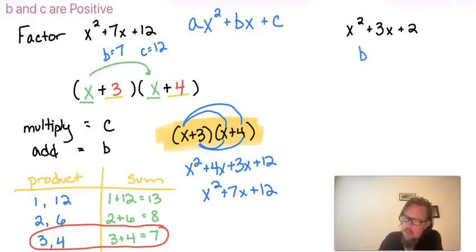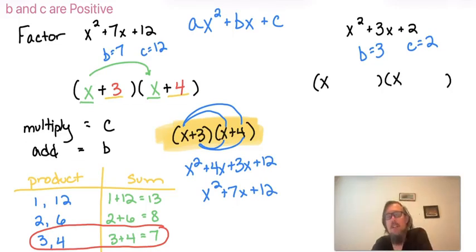So let's do one more here. B is 3 and C is 2. There is no greatest common factor. So we start writing our parentheses, and our parentheses are both going to start with x because that's the only way you can get x squared. X times x is x squared. Because b and c are both positive, I know these are both going to be plus.